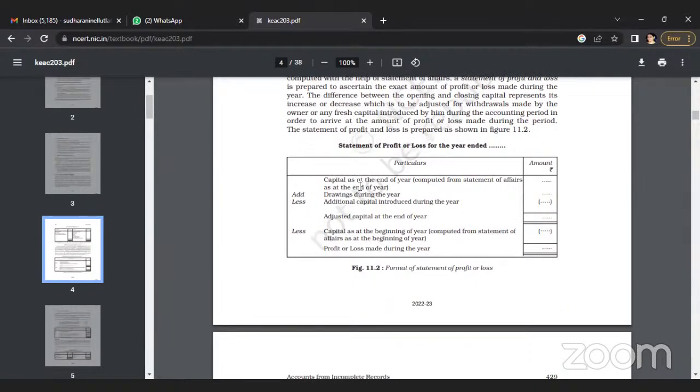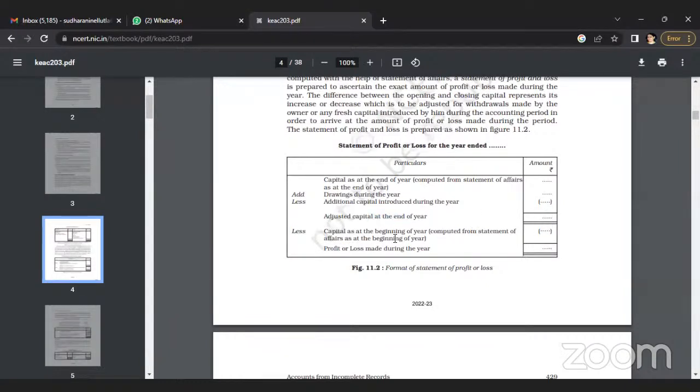So that is the capital as at the end of the year. First, whatever the capital at the end of the year is, you will take that, and to it, drawings during the year, which will be given to you in the question, will be added. After that, if any additional capital was introduced, that also is to be added. Then, after adding drawings and additional capital to the capital at the end of the year, you subtract, and whatever you get is called the adjusted capital.